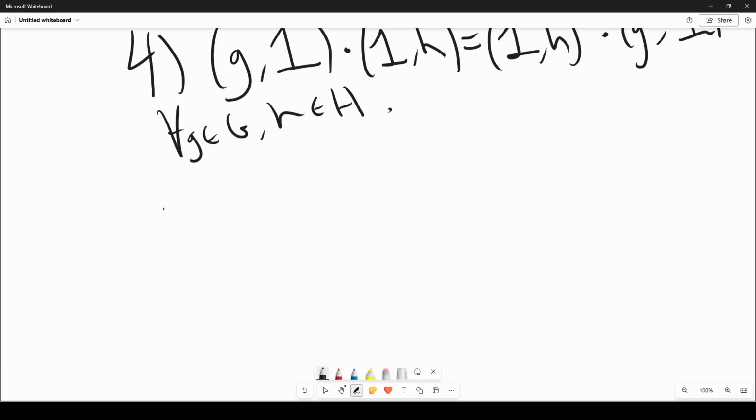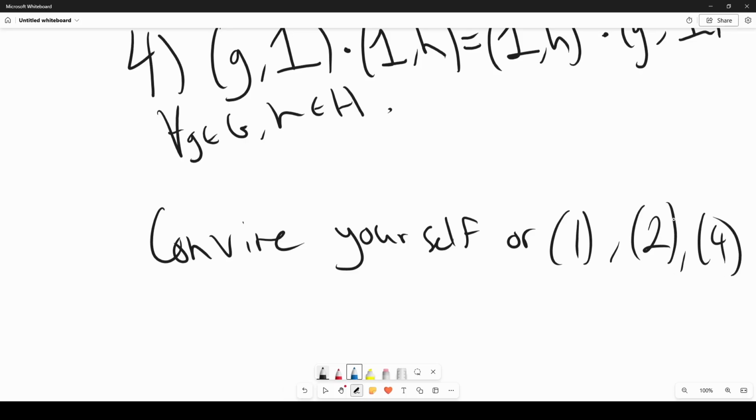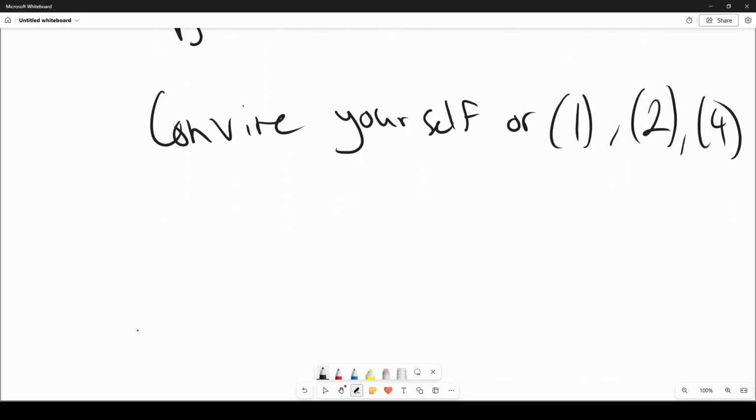So just convince yourself and maybe write out a proof of, let's say, conditions 1, 2, and 4. And we're going to try to work through condition 3, which is about the order of any element, on our own. We're just going to see kind of what conclusions we can make.